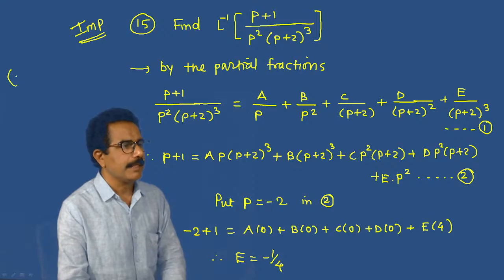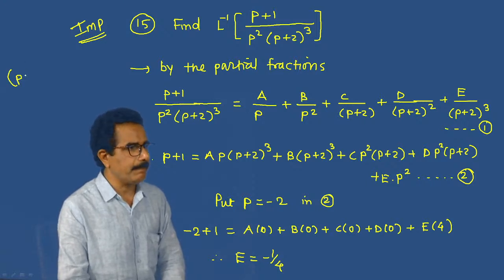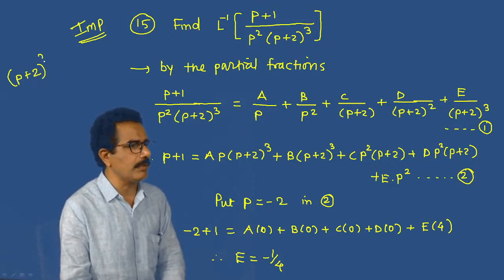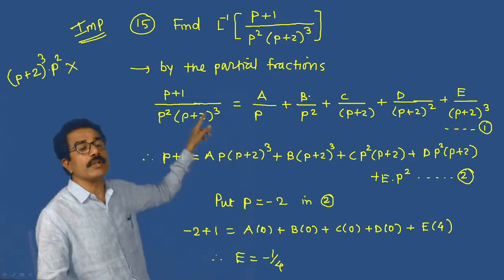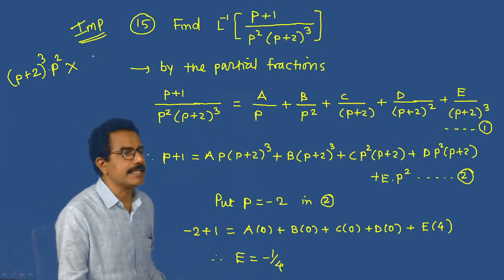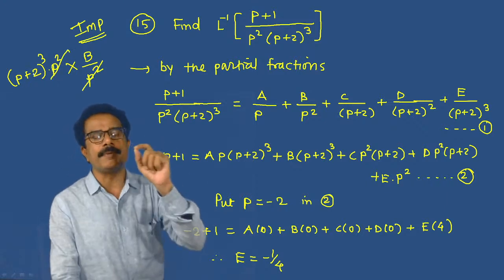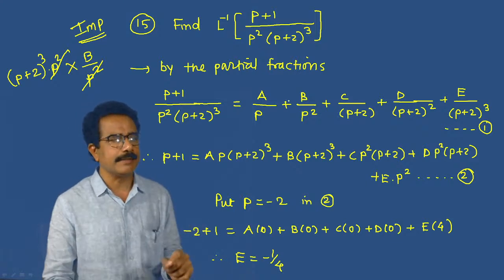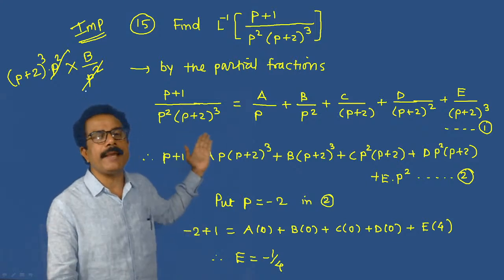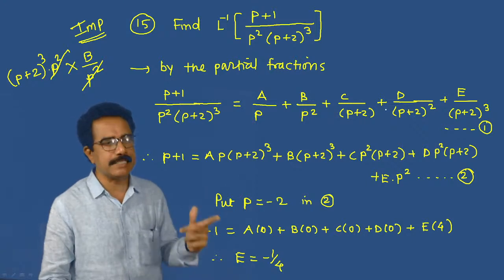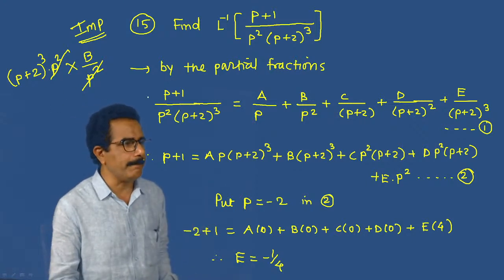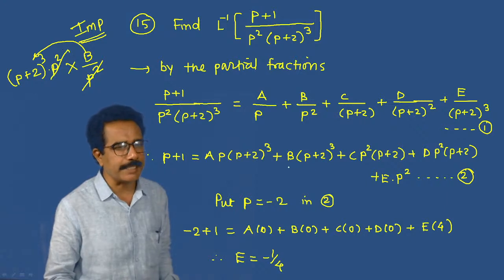LCM is (P plus 2) bracket cube into P square. This is the LCM. Now we have to calculate the corresponding numerator for the second fraction. The second fraction is B divided by P square. This P square gets cancelled. That means to obtain the corresponding numerator, we have to multiply each fraction by the LCM. So we will get B into (P plus 2) bracket cube.